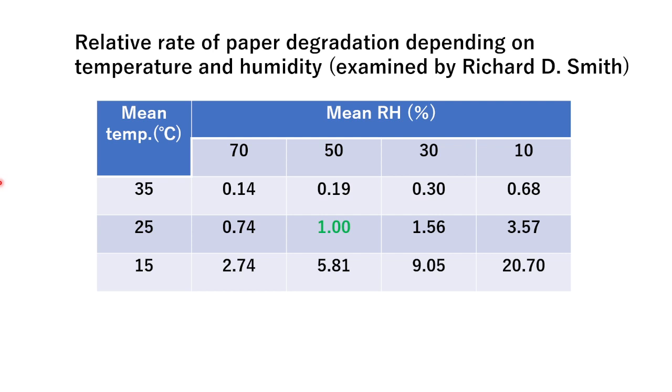In this table, it can be seen that under 50% constant humidity conditions, if the temperature is lowered by 10 degrees, the lifespan changes 5 to 6 times. This means that paper that lasts 100 years will last nearly 600 years. Furthermore, if the humidity is lowered to 10% in that situation, lifespan will increase by 20 times and last 2000 years.